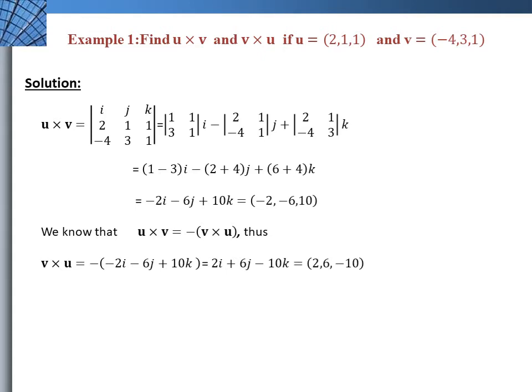For example, find u cross v and v cross u if u equals (2, 1, 1) and v equals (minus 4, 3, 1). So what is your u cross v?